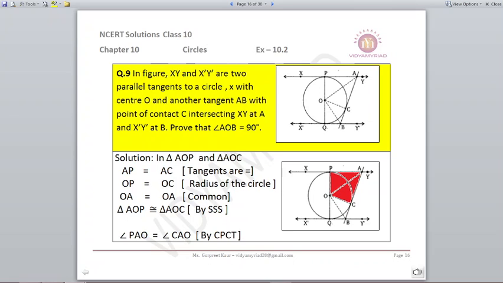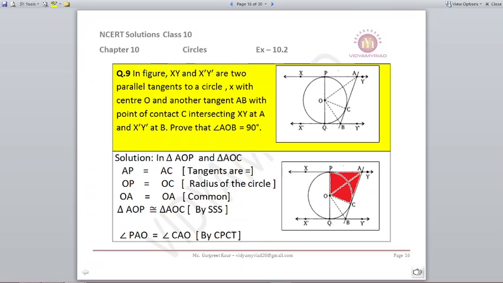Now let us see, if you just look at the red part, the shaded part, they are forming two triangles. We will try to make these two triangles congruent. So here we have AP equal to AC. These are the tangents, so they will be equal. OP is equal to OC, they are the radius of the circle, and OA is equal to OA, common. So by SSS criteria, the triangles are congruent.